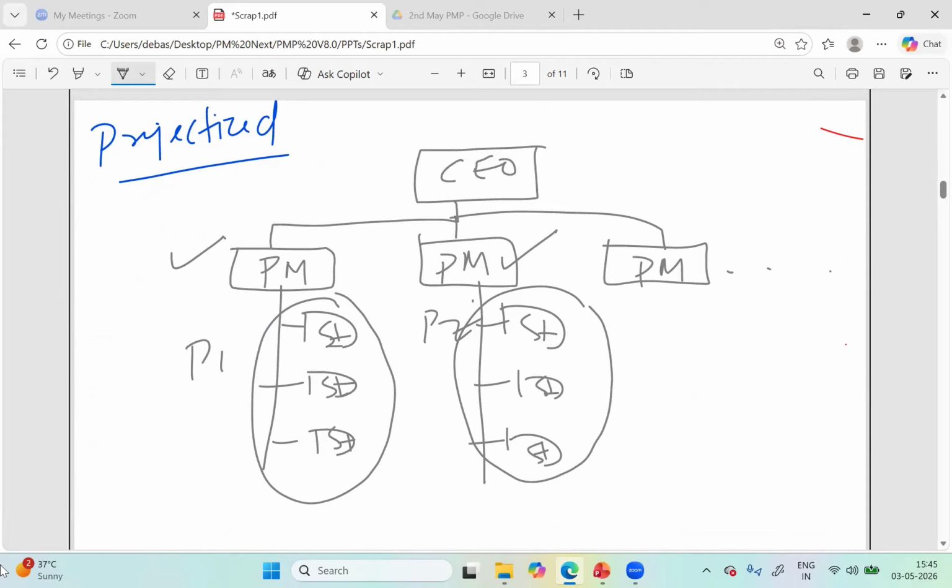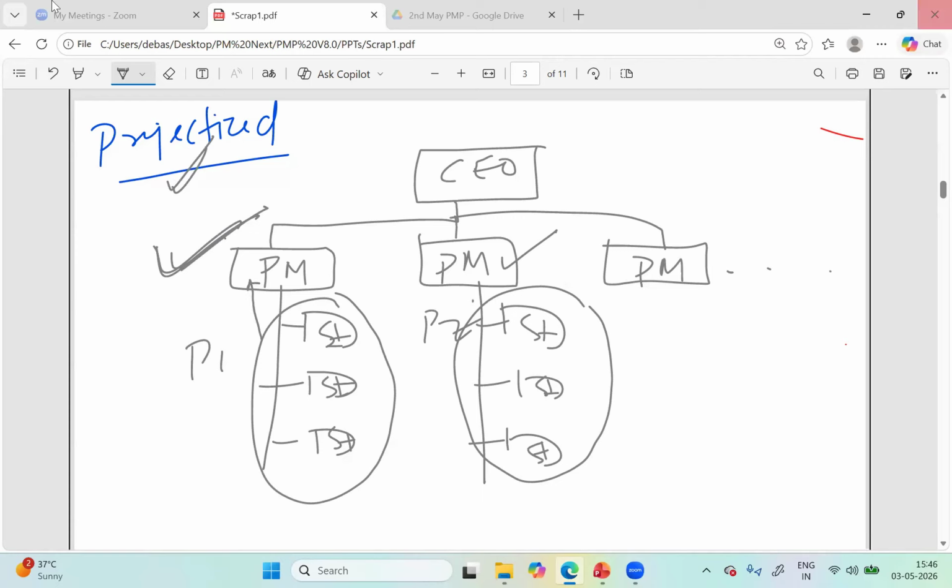So where does revenue come from? From projects. Where are all staff deployed? On these projects. Okay, that's the primary business for them. Yeah, that's a projectized organization. And project managers, very powerful. They're fully empowered. There's no dual reporting. The team members report directly to the project manager.